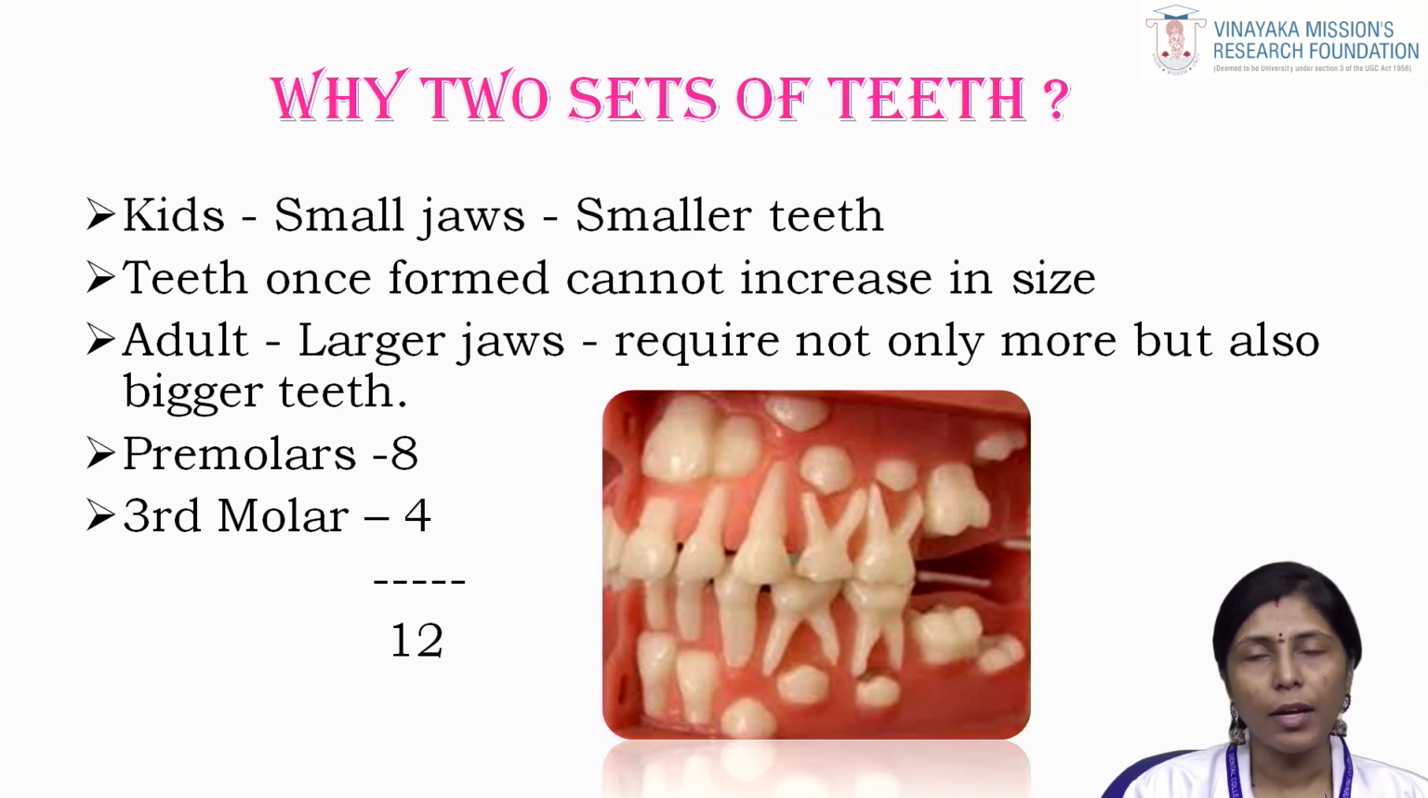So, we will have 8 premolars, 2 per quadrant in each jaw, and 1 third molar is going to be present in one side of the jaw. So, 2 per jaw comprises of 4, 12 teeth is going to get increased. So, 20 teeth will be present in deciduous dentition, whereas 32 teeth will be present in permanent dentition.